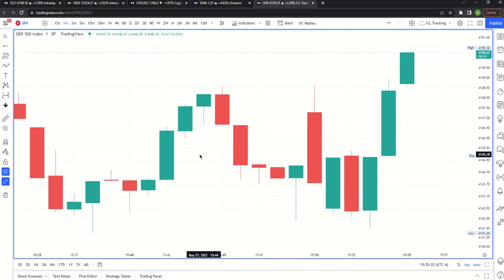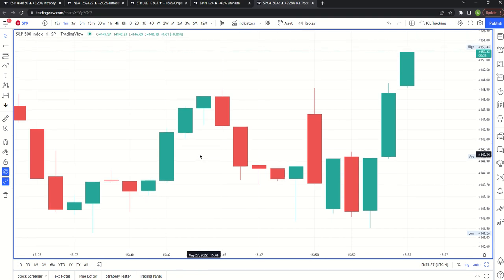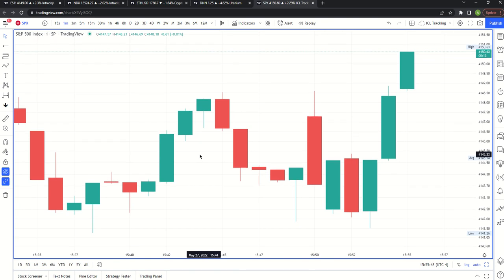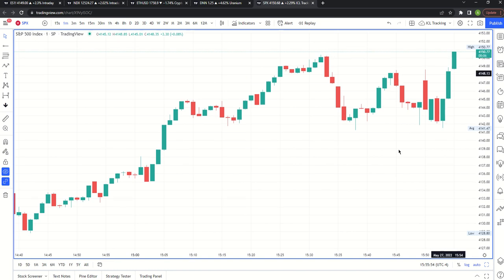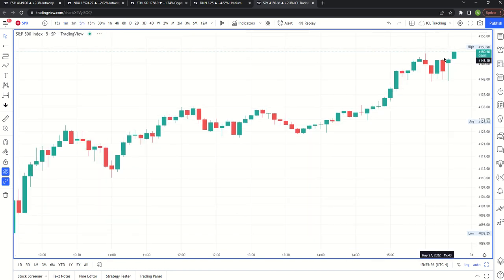Now, how many 1-minute candles do you think are in a 5-minute candle? That's right. It's not a trick question. It's 5 candles, right? A 1-minute candle is the same thing as a 5-minute candle, except you've now cut the candles into 1-minute increments. And so we can see the last 3 1-minute candles have been green, which is what is causing these 2 green candles on the 5-minute chart.